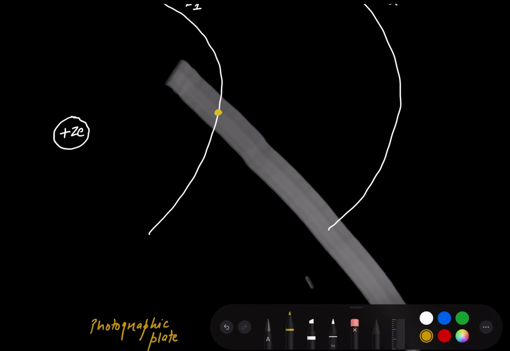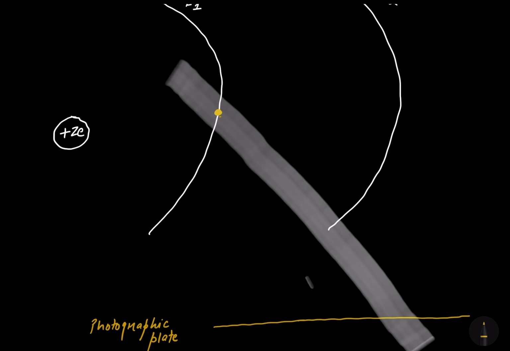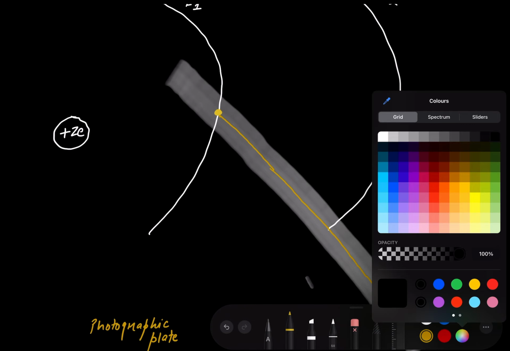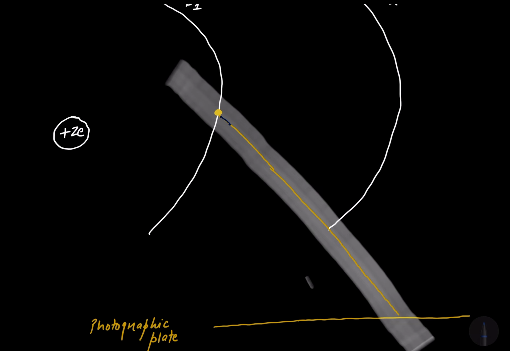The electron will absorb certain photons of light. So those photons are blocked from striking the photographic plate. Now certain photons are absorbed by the electron, so they are not available to strike on the photographic plate.